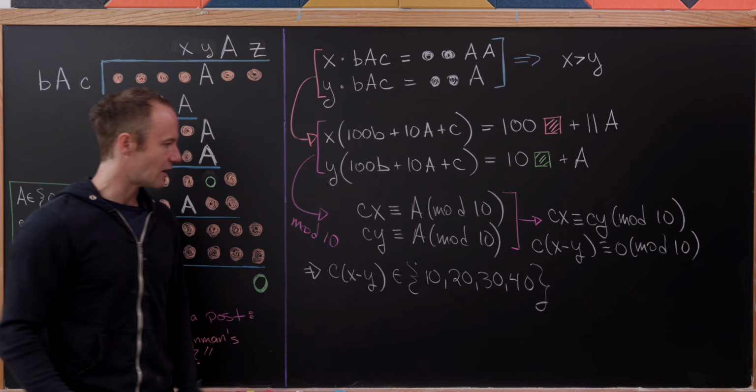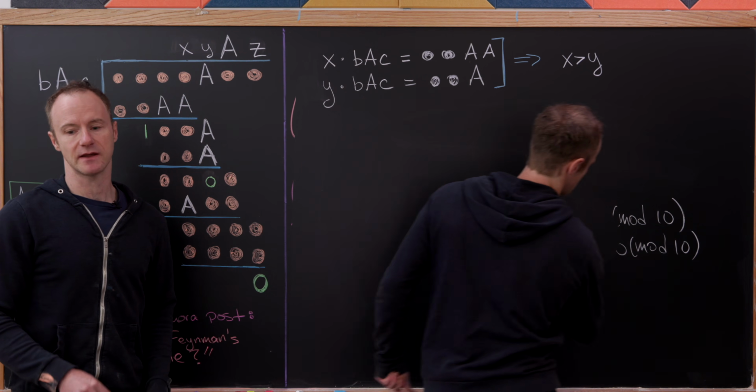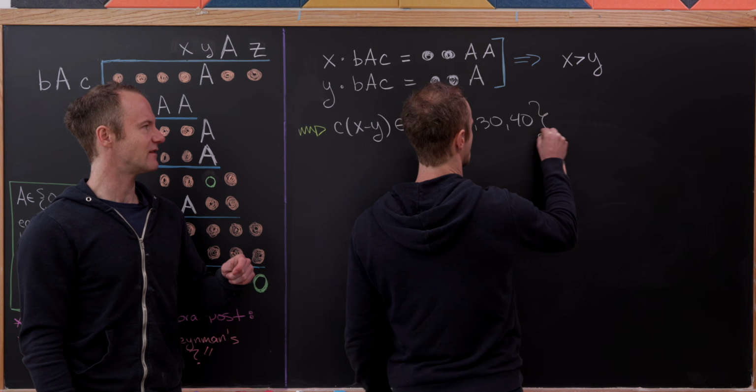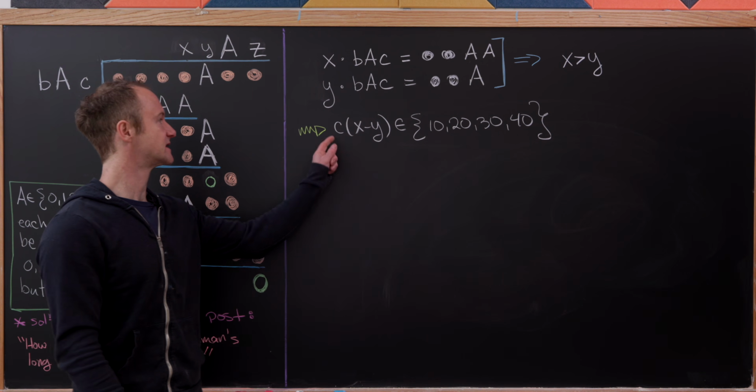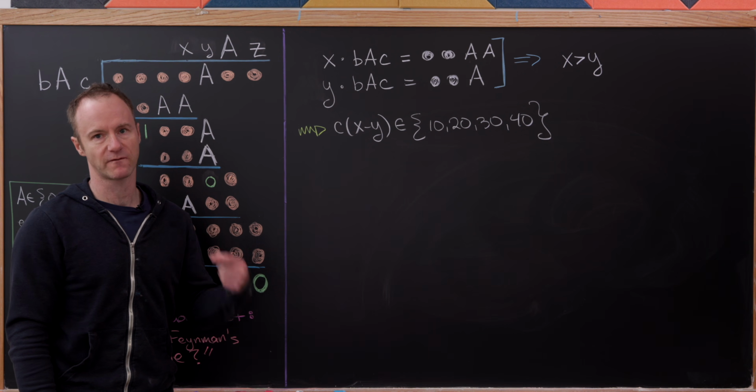Okay, so now let's look at each of those individually and see what we get. Okay, so we just arrived at this set of possibilities. C times x minus y was from the set 10, 20, 30, or 40.